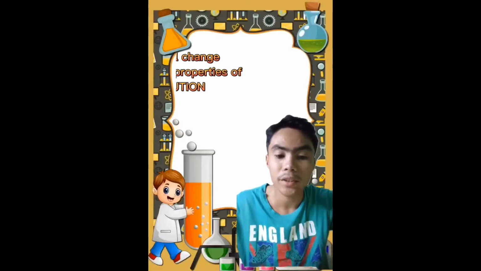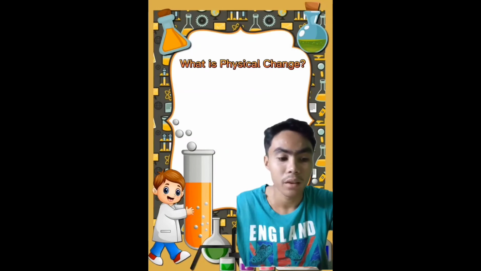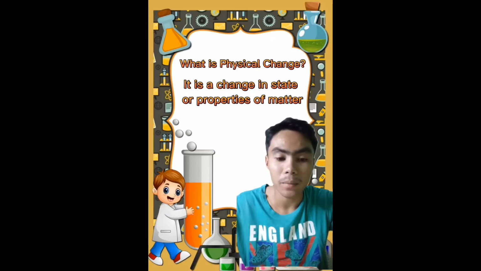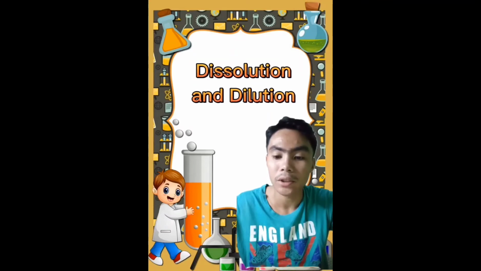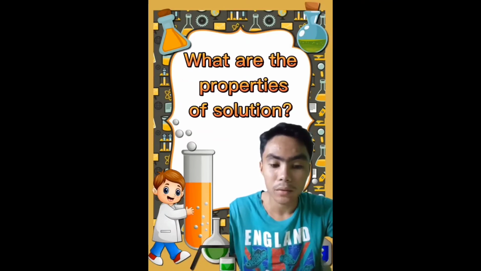Discussing the physical change properties of solution. But first, what is physical change? It is a change in state or properties of matter without any accompanying change in its chemical composition, such as dissolution and dilution. What are the properties of a solution?